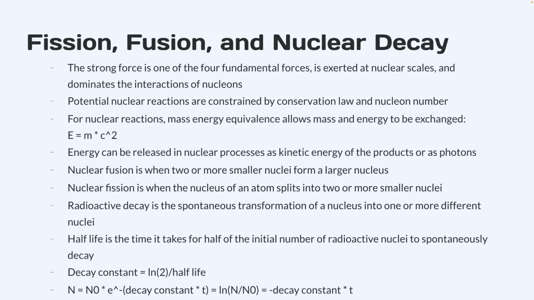In nuclear reactions, the mass-energy equivalence allows mass and energy to be exchanged. So this just means E is equal to mc squared. Mass can be converted to energy. Energy can be released in nuclear processes as kinetic energy of the products or as photons. Nuclear fusion just occurs when two or more smaller nuclei form a larger nucleus. Nuclear fission occurs when the nucleus of an atom splits into two or more smaller nuclei.